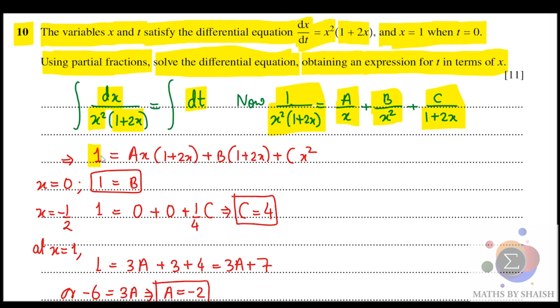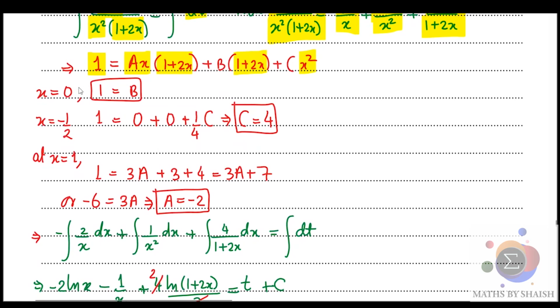We got left hand side as 1, and a times x into 1 plus 2x, b times 1 plus 2x, and c times x square. Since it is true for all the values of x, we can substitute any value as it suits. So first of all, we will put x value as 0. So this got vanished, this got vanished. We got b, and b into 1 plus 0, that is 1. So b equals 1.